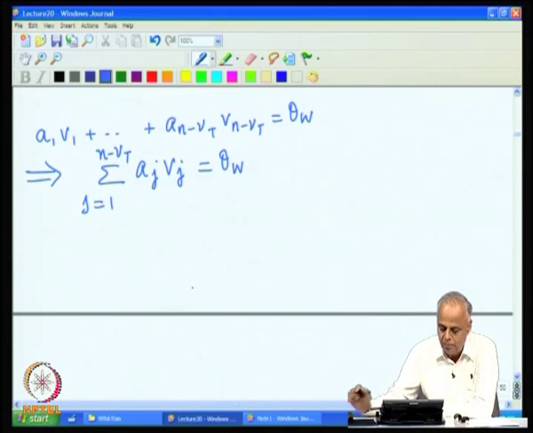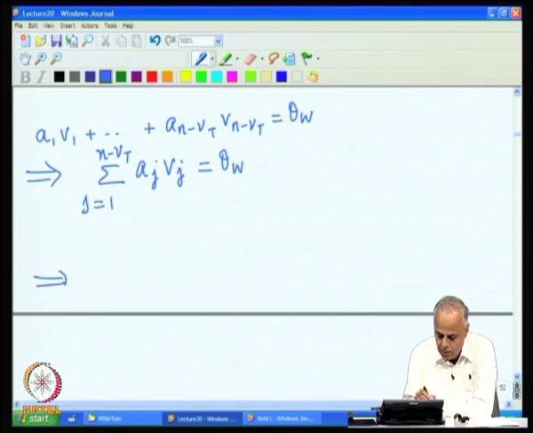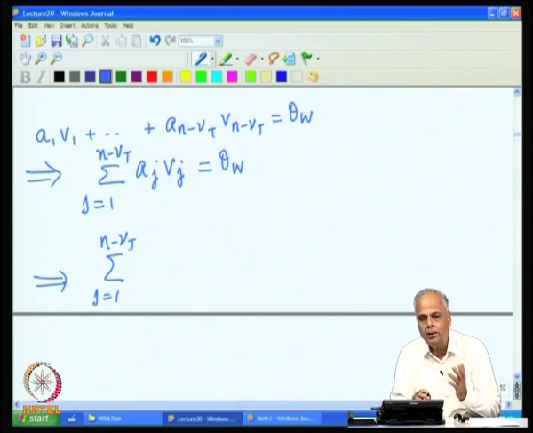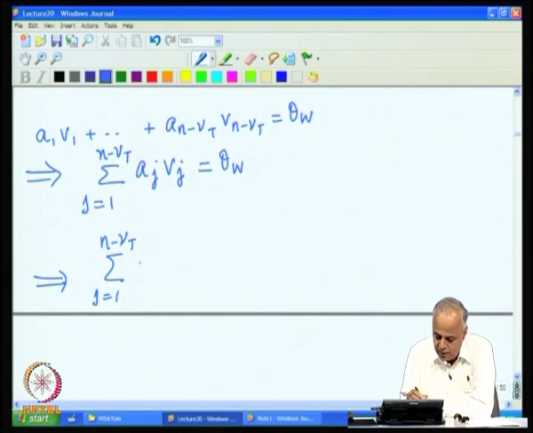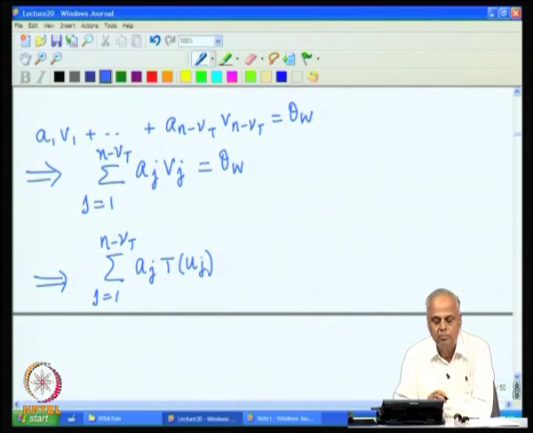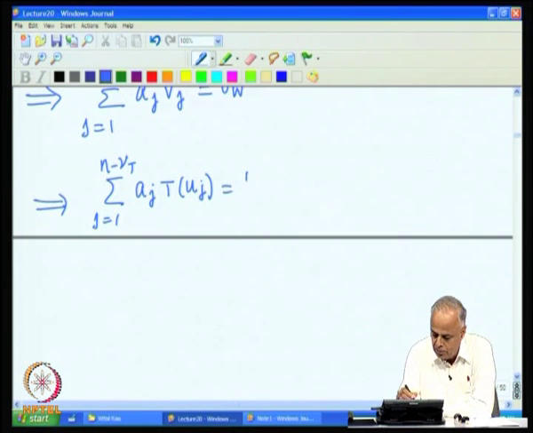Now, what does that mean? We know that the V vectors are the images of the U vectors under T. So, remember V j was T of U j. This must be equal to the 0 vector. That says, j equal to 1 to n minus nu t.